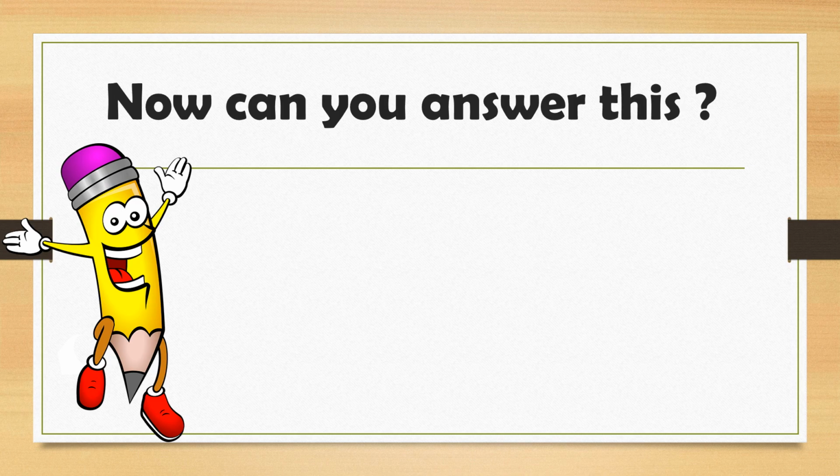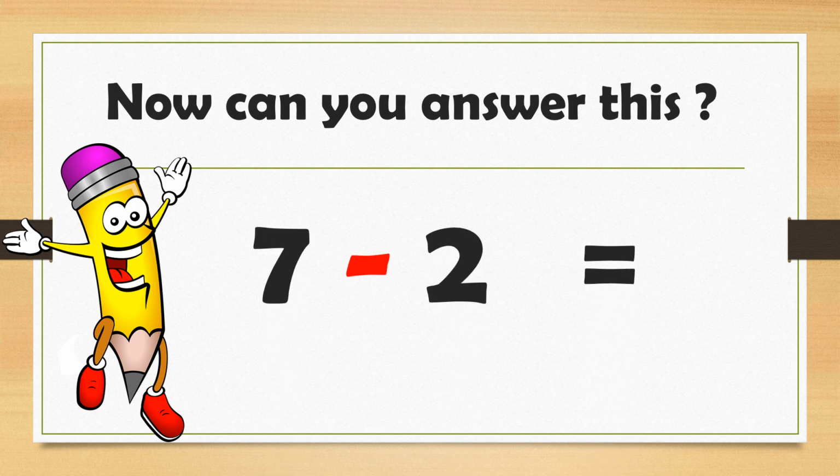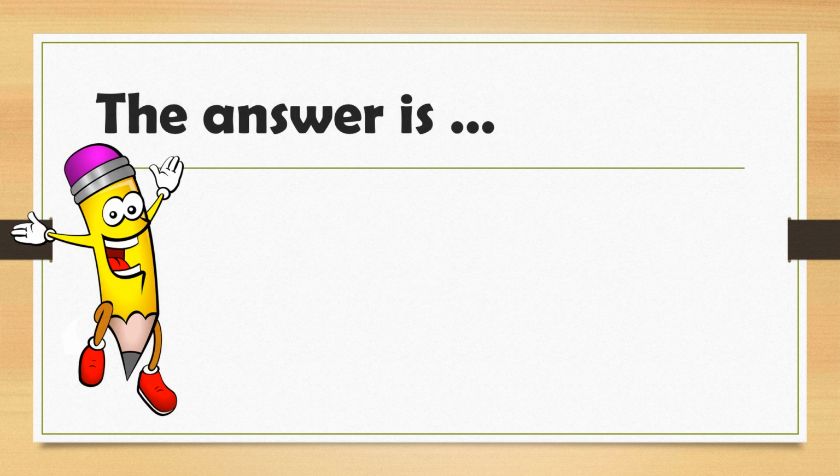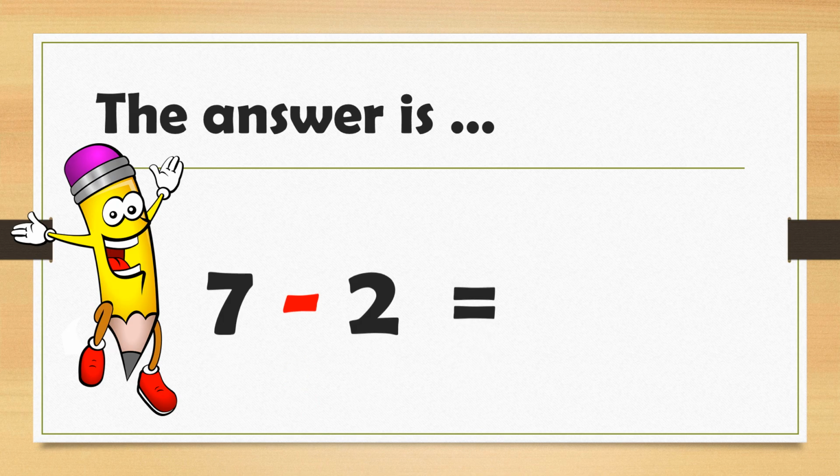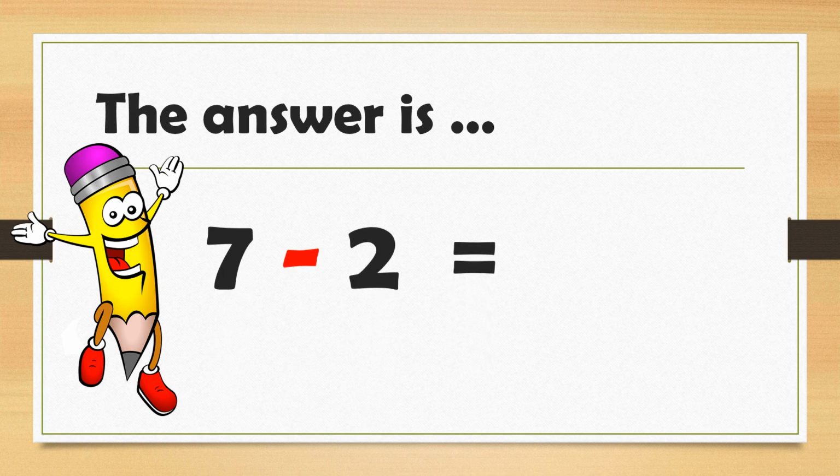Now, can you answer this? 7 minus 2 equals. The answer is 7 minus 2 equals 5.